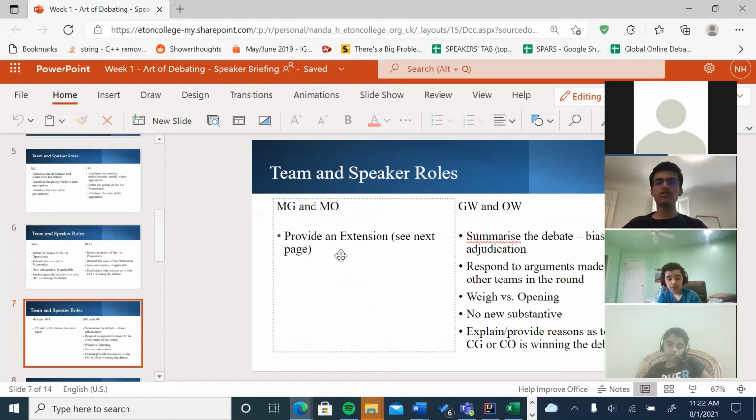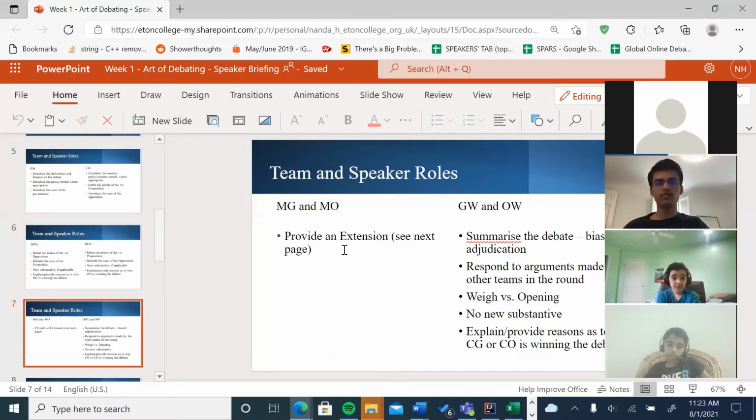And actually, it's your job as the closing team to explain why your arguments and your extension material are more important than what your opening team has already said. So you want to demonstrate why your arguments actually matter a lot more than what your opening team's already said. So that's your job, and on the next page, I'll demonstrate what exactly an extension is.